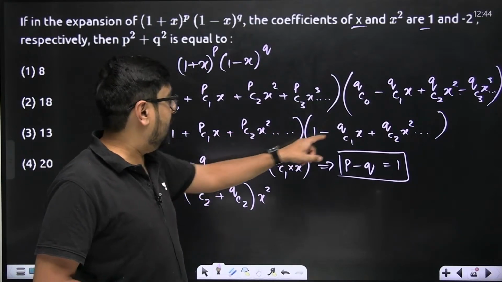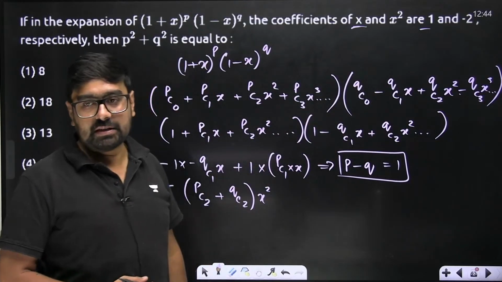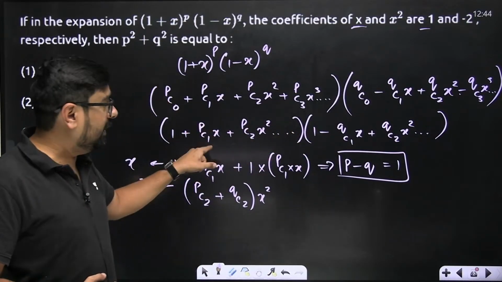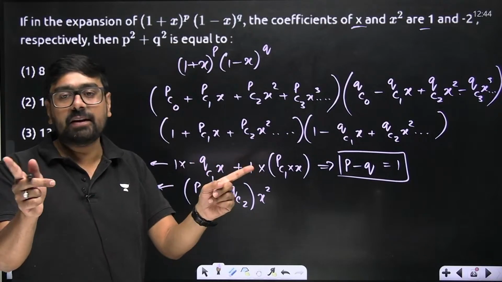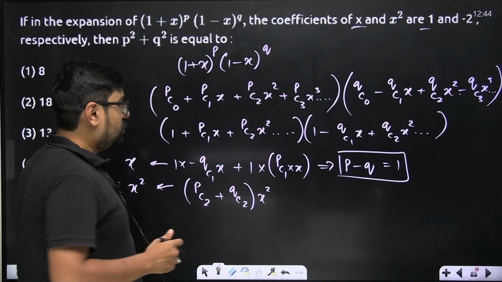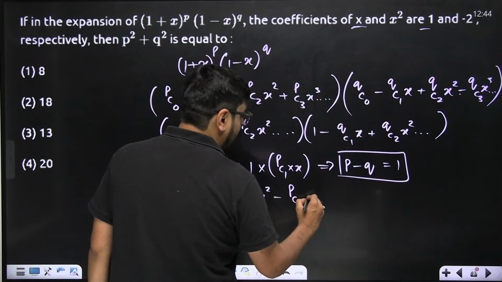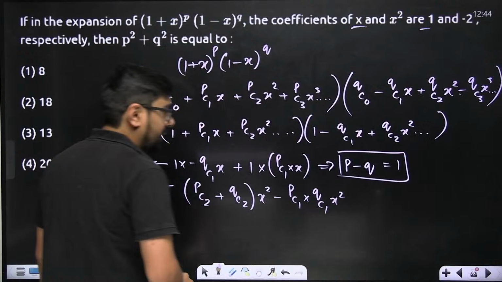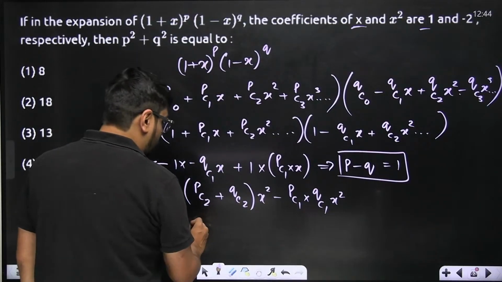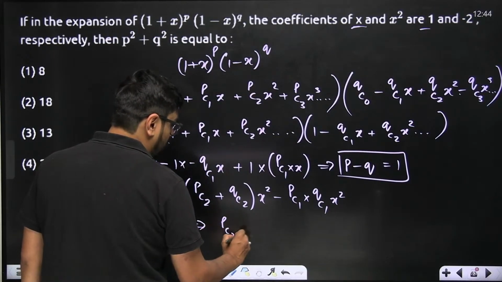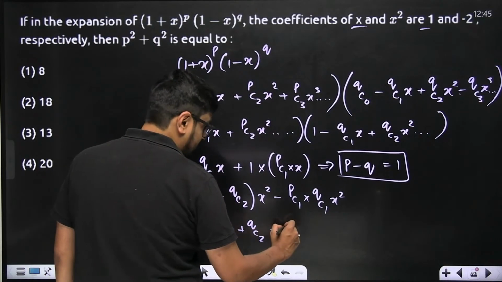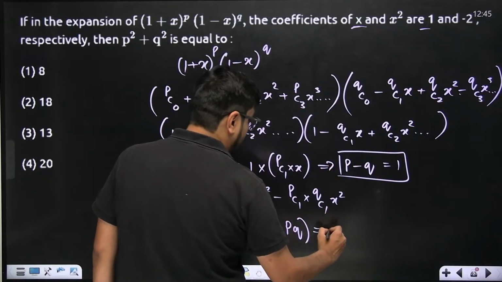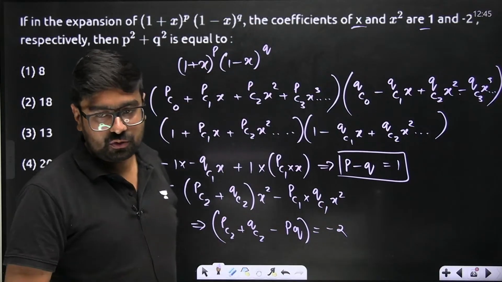PC2 multiplied with 1 and QC2 multiplied with 1 are going to give us x square. How else are we going to get x square? PC1 into x multiplied with QC1 into x, this will also generate x square. x into x, x square. So minus PC1 into QC1. Why minus? Because plus into minus into x square, right? The x square coefficient will be this. So that means the coefficient that we have is PC2 plus QC2 minus PQ. This is given to me equal to minus 2.